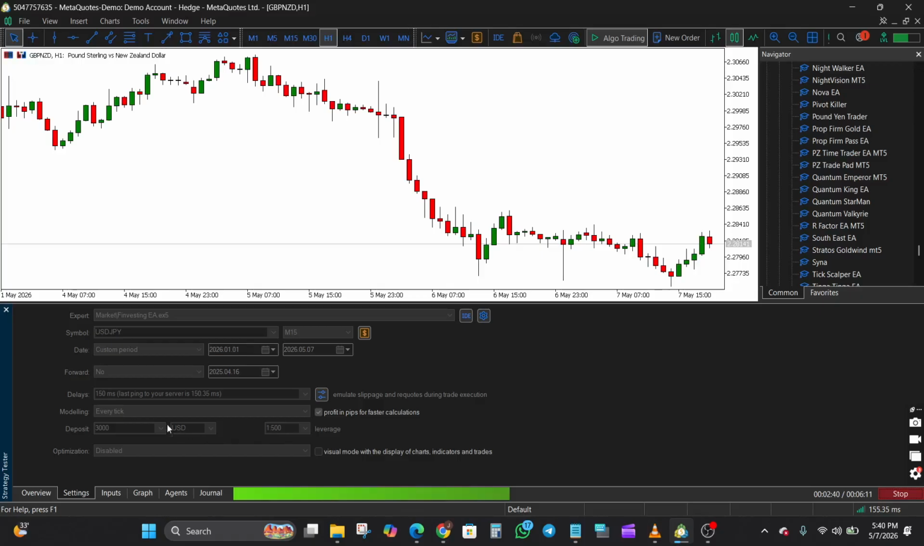So for this analysis, as you can see, we are using the every tick modeling. And because of the complexity of the EA and the time consuming nature, I had to disable the visual mode, because with the visual mode enabled, it's going to take a longer period of time for the results to be out. And despite the fact that the visual mode was disabled, we can see that it's still taking quite a while for the results to be displayed.